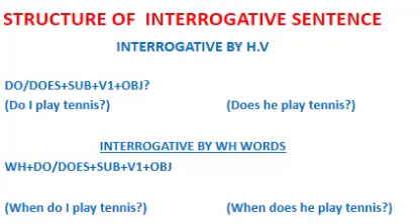So for example, when is a WH family word, do is a helping verb, I is the subject, play is the main verb, and tennis and a question mark. Okay students, next example, when does he play tennis? So when is a WH family word, does is the helping verb, he is the subject, play is the main verb, and tennis is the object. So I hope you have understood the concept of simple present tense.